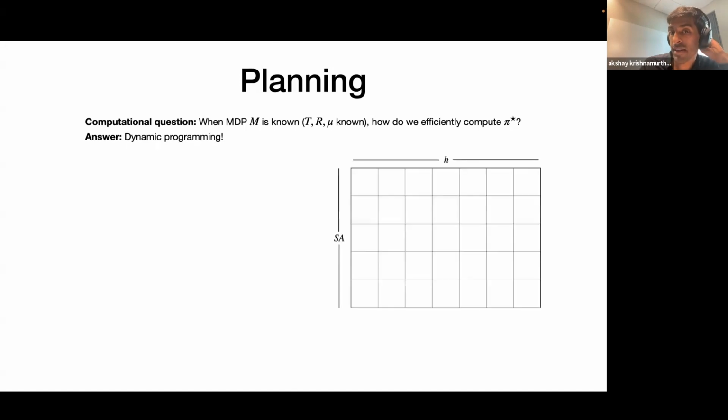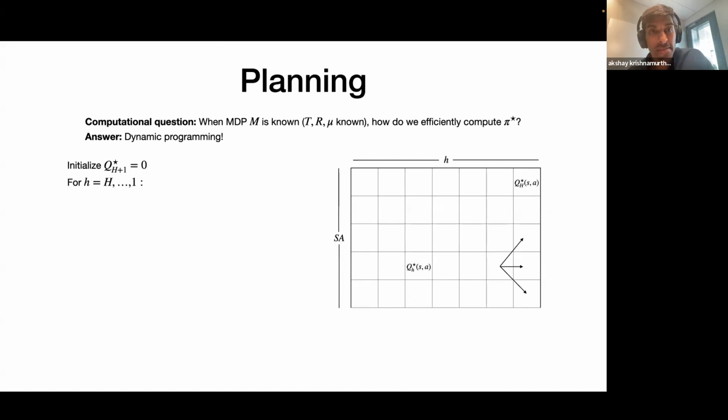So the way to do this is you create this dynamic programming table where the rows are indexed by states and actions, and the columns are indexed by the time step. And what I'm going to put in every entry is this Q_h star function for the state and action. And the main idea is that to compute one of these entries, you only have to look at a few entries in the next column. So you can fill this table in column by column. And once you have the Q function at the beginning, you know how to write down the optimal policy.